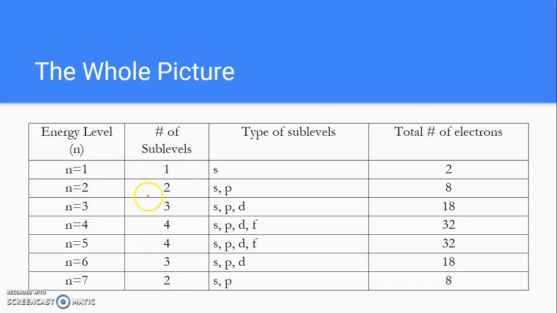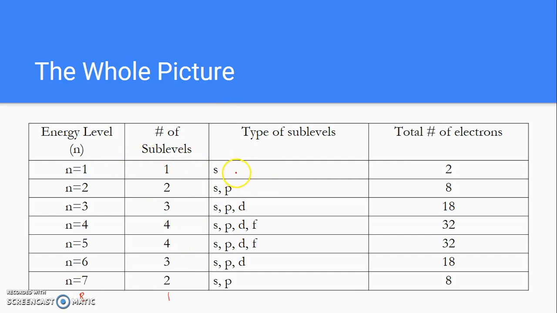2 has 2, 3 has 3, 4 has 4. And then we repeat. There's only 4 sublevels, S, P, D, and F. The fifth energy level can't have 5, it only has 4, and then it goes backwards, 4, 3, 2. If we came up with energy level 8, you could predict that it would have 1, so that would be a prediction. Now, how do I remember what they have?